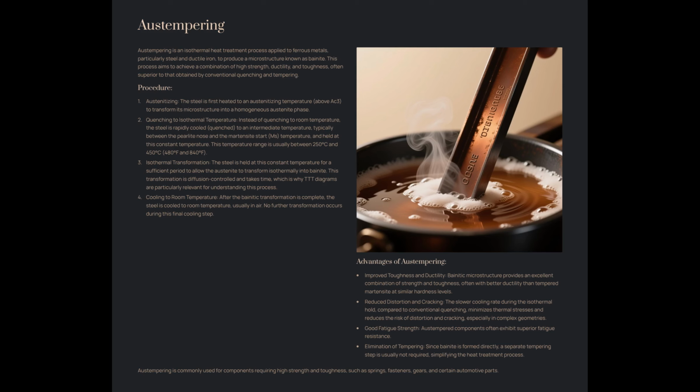Key characteristics. Purpose: achieve high strength, ductility, and toughness by forming bainite. Process: austenitizing, rapid quenching to an intermediate isothermal temperature, holding for bainitic transformation, and then cooling to room temperature. Microstructure: bainite. Advantages: improved toughness, reduced distortion, good fatigue strength, no separate tempering step.